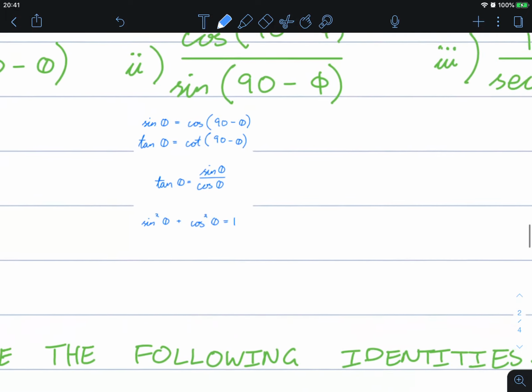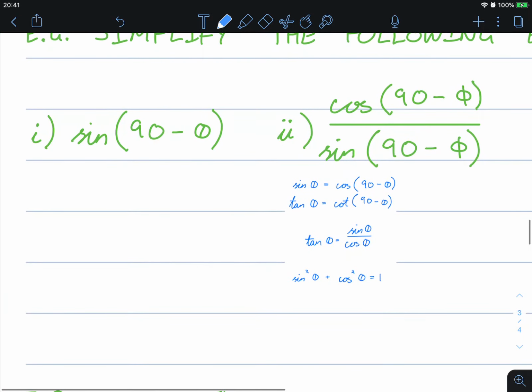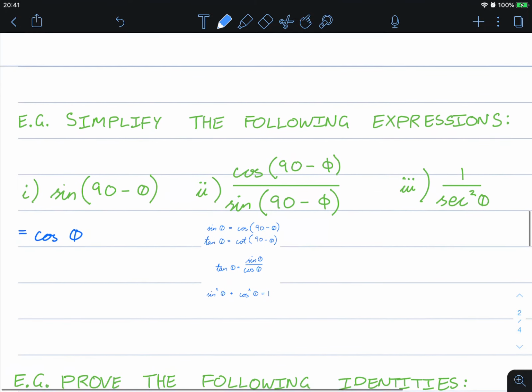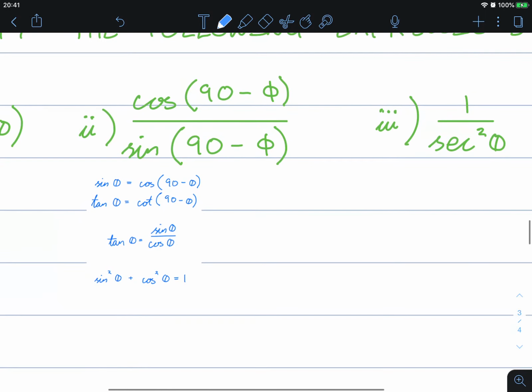Here we go. So let's simplify the following expressions. Sine of 90 minus theta. Well, if you look at the first identity that we have there, even though this is sine equals cosine of this angle, it applies also with the cos of this angle, so the reverse of this. So this is the same as cosine of theta. That there is a simpler expression than what the question gives us. Let's move right along.